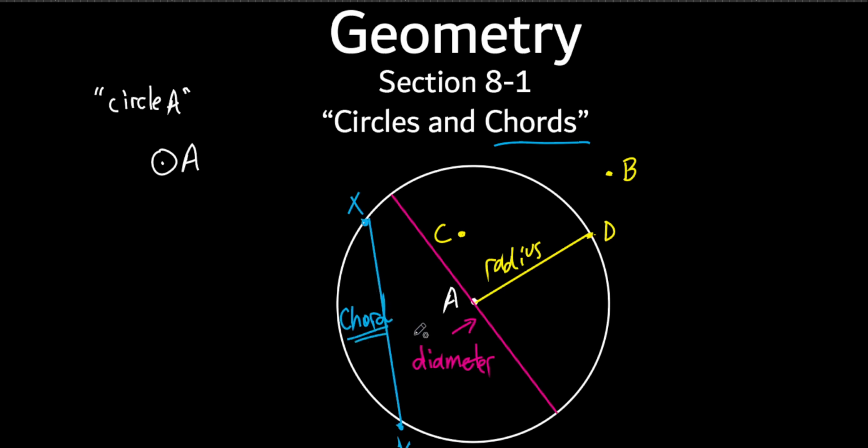Okay, all we're doing is just naming these things. We're going to have to know all of this for sure as we go through the rest of the chapter, especially chords. We actually have a symbol for a chord. I would use the two points that it hits on the circle. But I can't just say that, because if I just said that, what does that represent? It's XY.